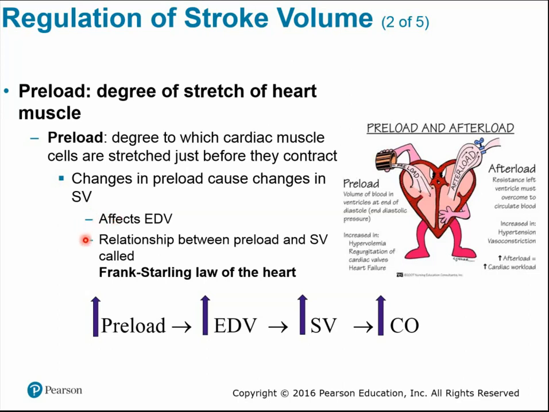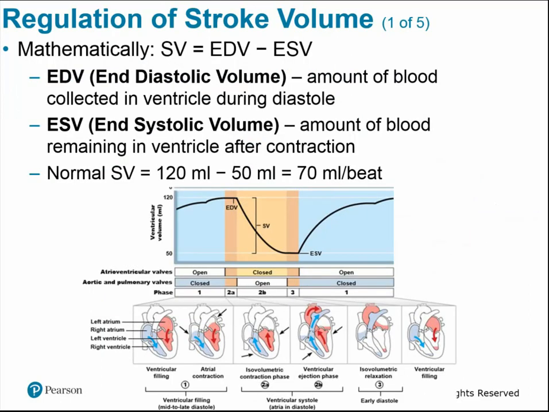The relationship between preload and stroke volume is sometimes referred to as the Frank-Starling law of the heart, which just means that an increased preload, so if we load more blood into the atria, is going to increase the amount of blood that fills the ventricles during diastole. So it's going to increase our end diastolic volume. Remember, end diastolic volume is going to determine our stroke volume.